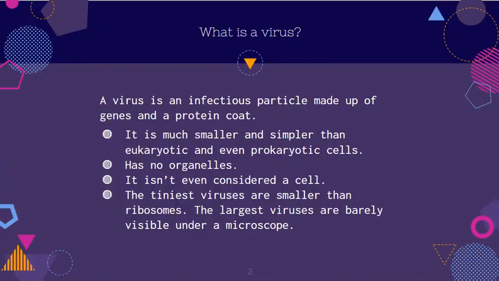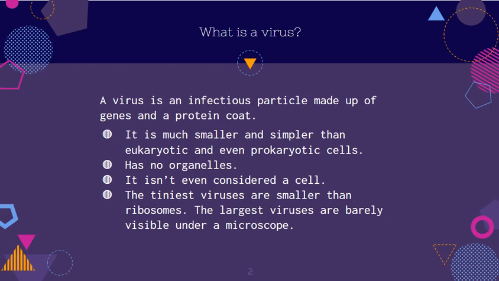What is a virus? Basically, a virus is just a little particle made of some type of nucleic acid and a protein covering. That's it. Okay. It's super duper small, right? Like tinier and simpler than eukaryotes and prokaryotes. It has no organelles. It's not even a cell. Okay. The smallest viruses are so small, they're smaller than ribosomes. Okay. So we're talking smaller than organelles. Super duper tiny. Barely visible under a microscope, even the largest ones.